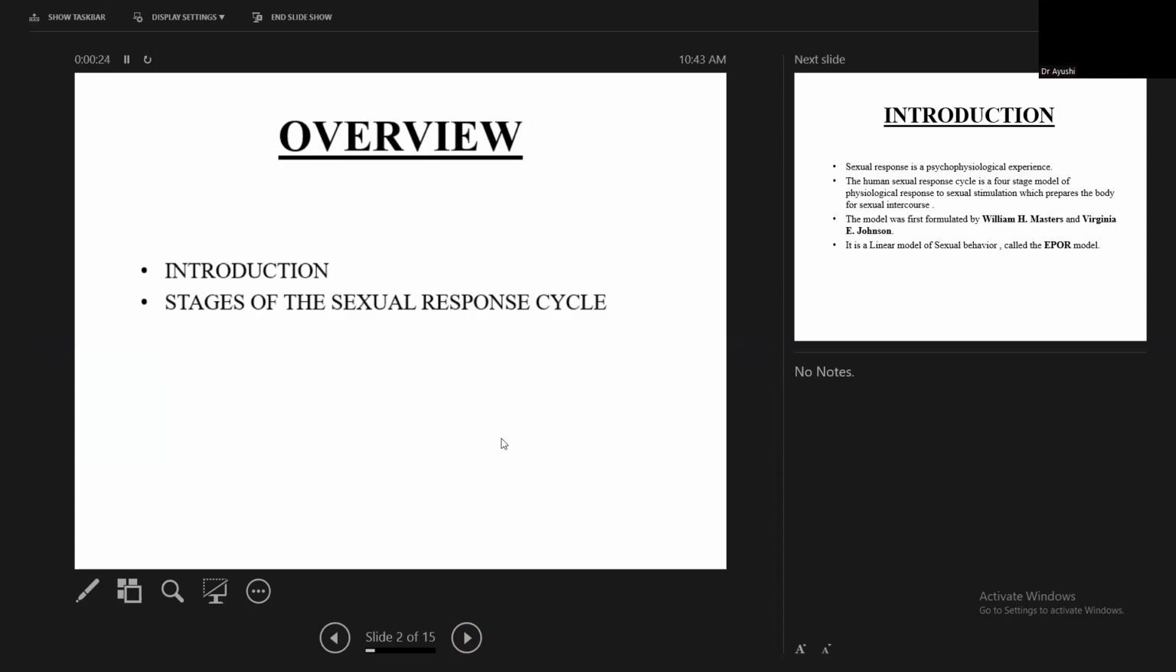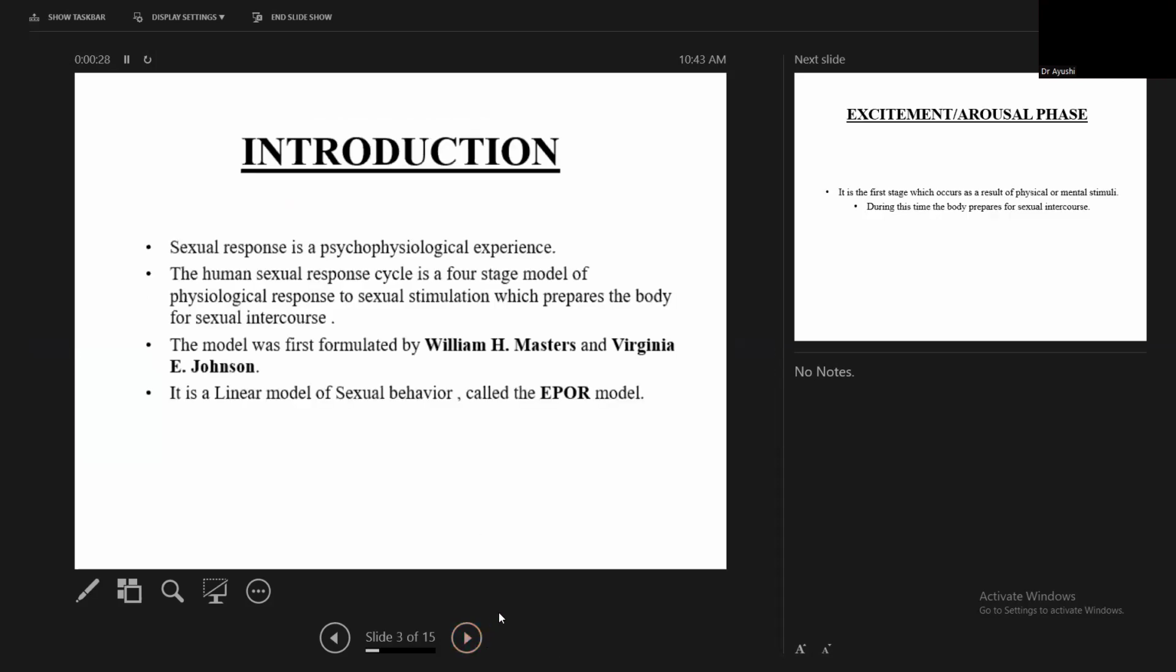In the presentation, we will go through the introduction and the stages of the sexual response cycle. Introduction. Sexual response is a psychophysiological experience. The human sexual response cycle is a four-stage model of physiological response to sexual stimulation, which prepares the body for sexual intercourse. The model was first formulated by William H. Masters and Virginia E. Johnson. It is a leading model of sexual behavior called the EPOR model, which stands for the four stages, that is excitation, plateau, orgasm, and resolution.